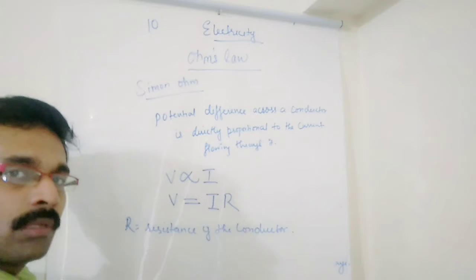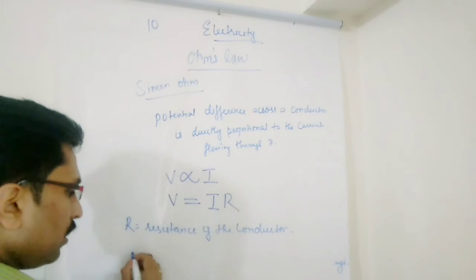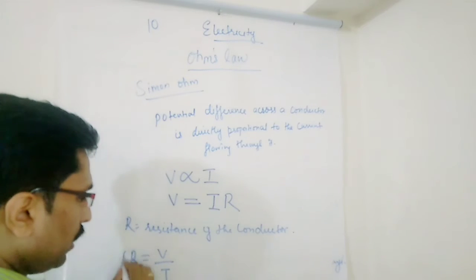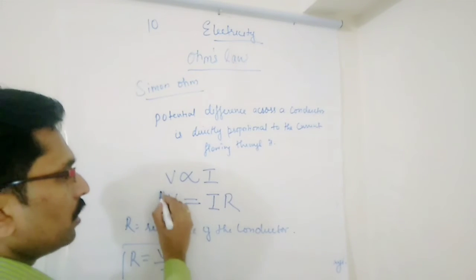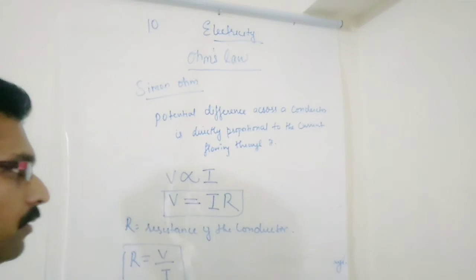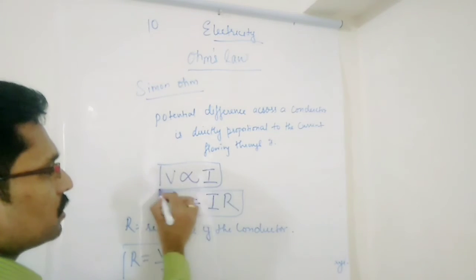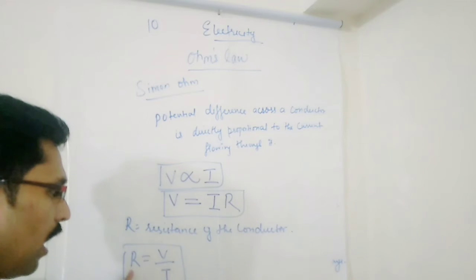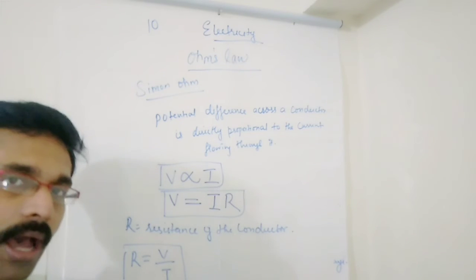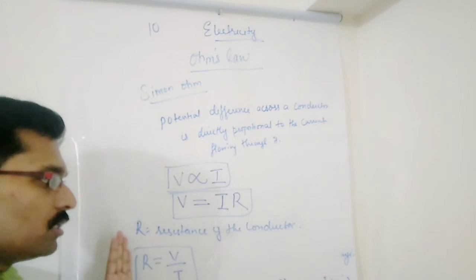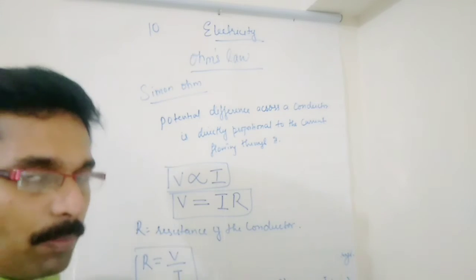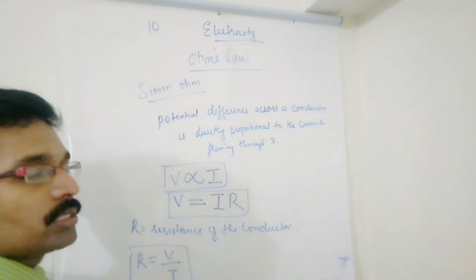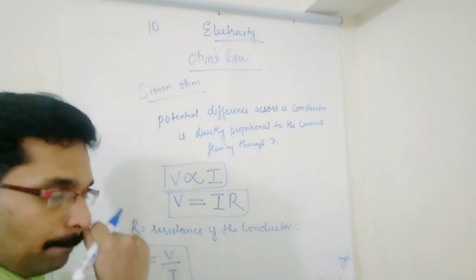Okay, so if we take R from this equation, we get R is equal to V by I. So we have got 3 different equations over here: V directly proportional to I, V is equal to IR, and R is equal to V by I. Please do study these equations very thoroughly and properly. It is very important, and you have basic numericals and everything related to this Ohm's law in grade 10.